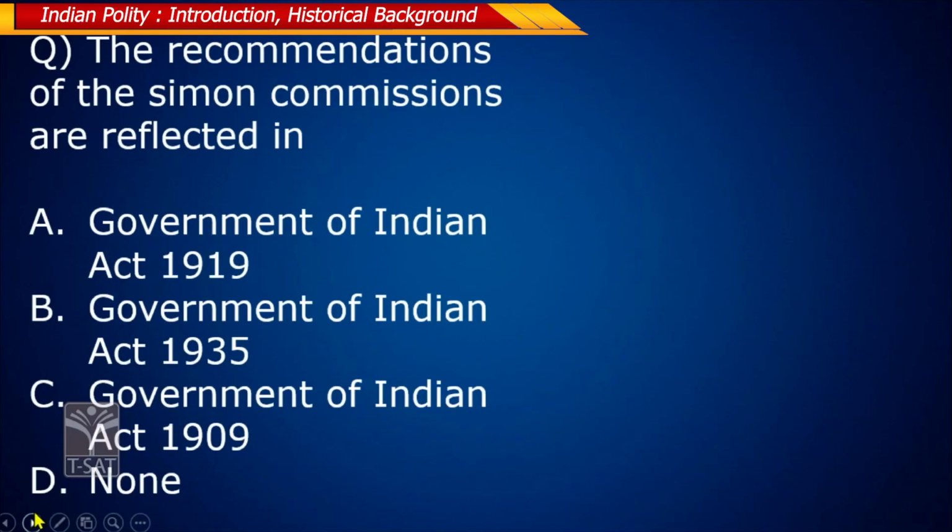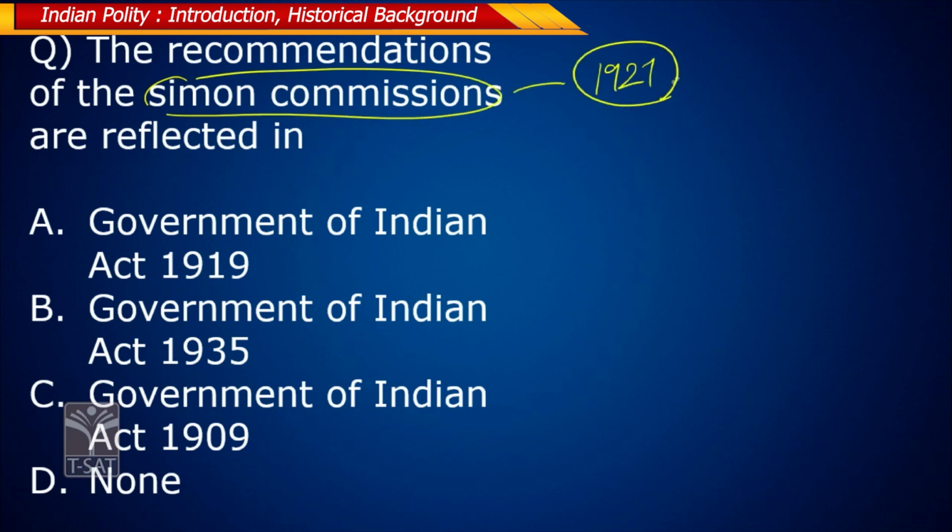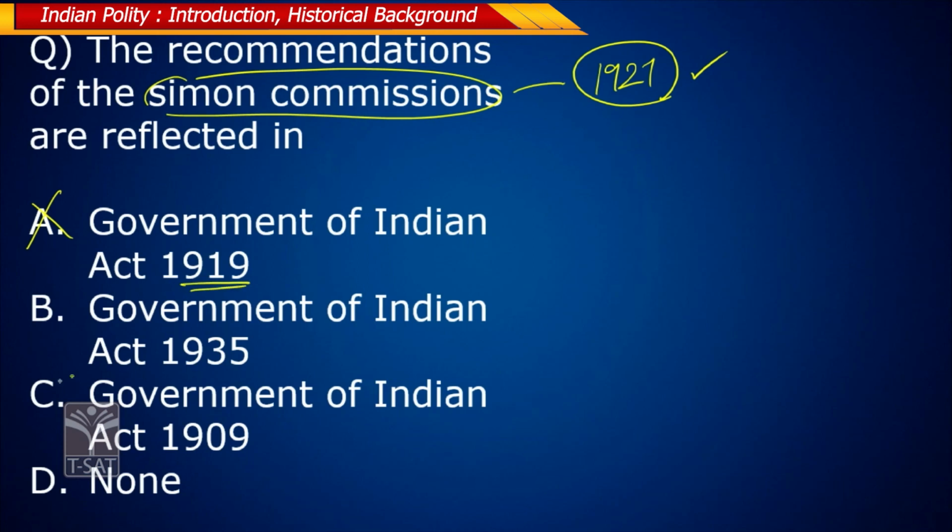Look at the next question. The recommendations of the Simon Commission are reflected in which act? Simply, you can directly answer this question. Why? The Simon Commission was established in 1927. So, its recommendations should be reflected only in an act passed after 1927. Correct? So, 1919 cannot be the answer. 1909 cannot be the answer. It may be none of the above or the Government of India Act 1935.